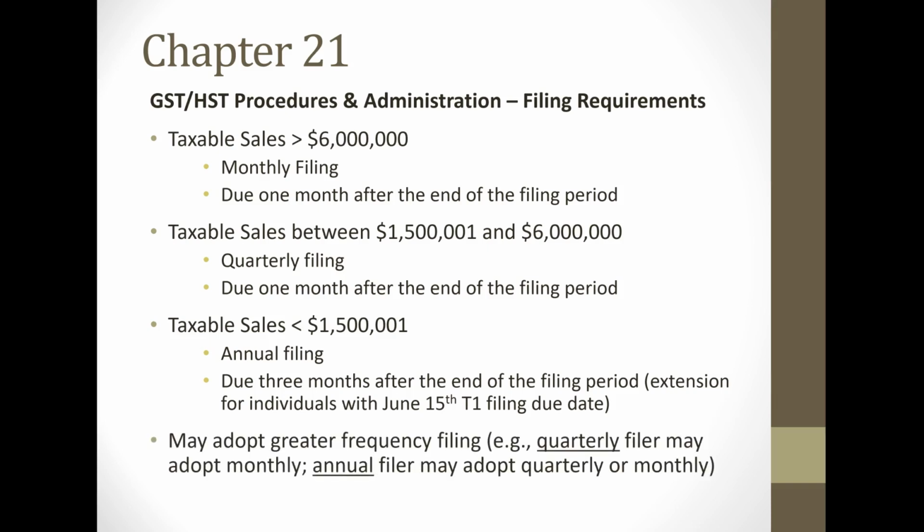Now, those that fall into the quarterly or annually category can choose to file more frequently. So a quarterly filer could adopt monthly filing if they choose, and an annual filer could adopt either quarterly or monthly filing. Now, they may want to do this if they have a lot of input tax credits that they know and they want to get the money back sooner. That might be a reason why they might want to adopt a greater frequency filing period.